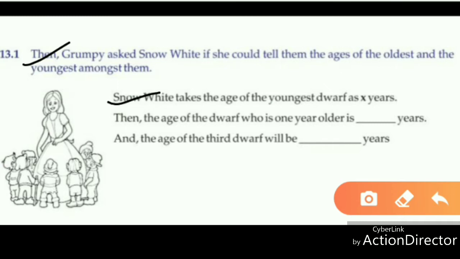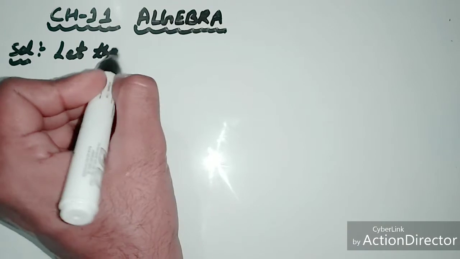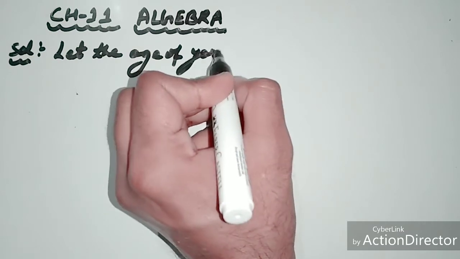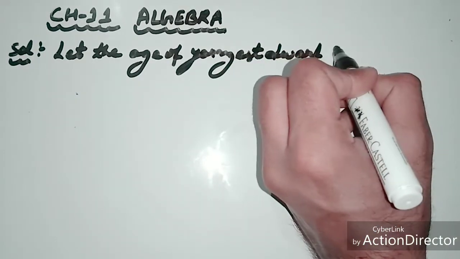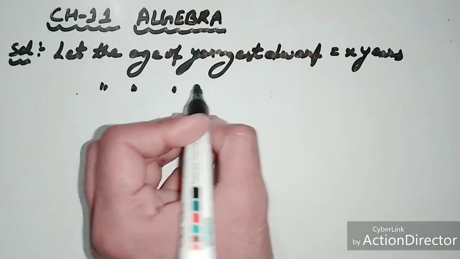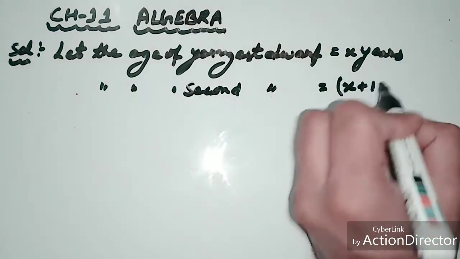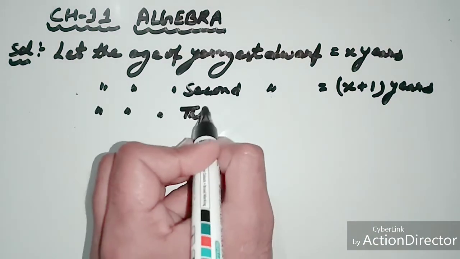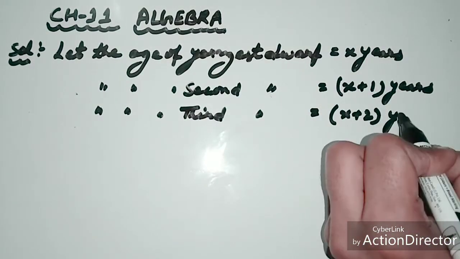Snow White takes the age of the youngest dwarf as x years. Let the age of the youngest dwarf equal x years. So the age of the second dwarf equals x plus 1 years, and the age of the third dwarf equals x plus 2 years.